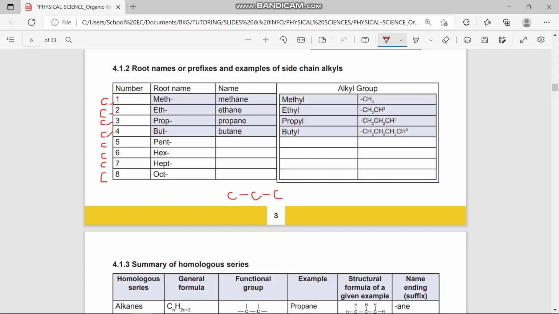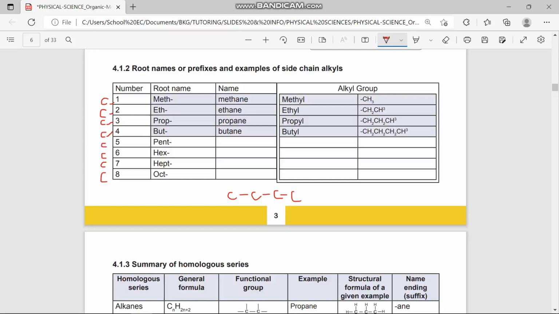Four, it's going to be but, the root name. This is the prefix, guys. It's the very first word you're going to call out when naming a compound, which is the prefix. But. This is 4: 1, 2, 3, 4.